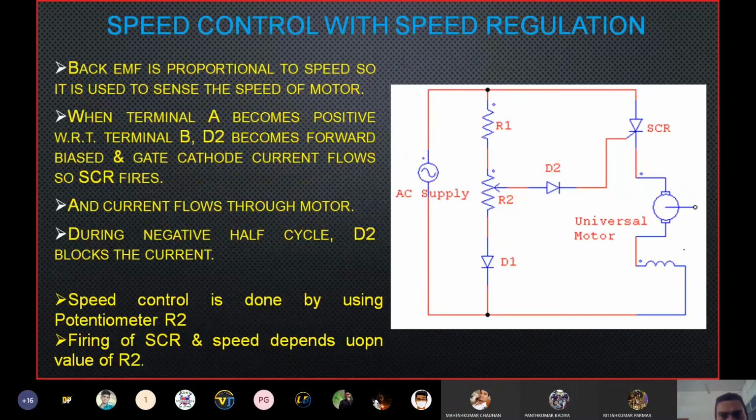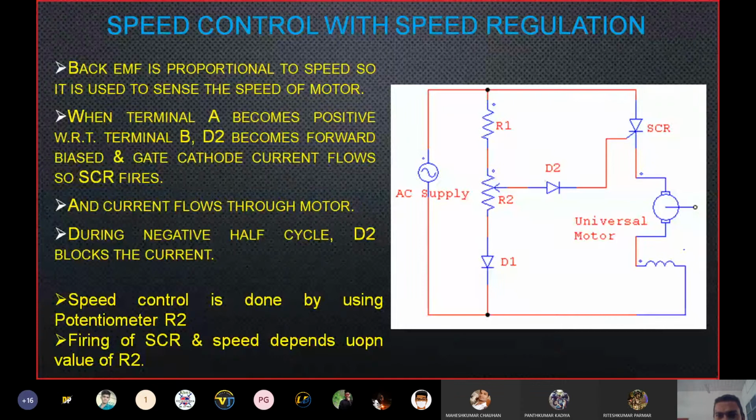Now next is the speed control with speed regulation. Okay, so generally the back EMF is proportional to speed, and proportional to Eb over phi. If we talk about the DC motor, speed N is directly proportional to Eb over phi, and if we ignore phi, then speed is directly proportional to back EMF. Okay, so we have to sense the speed of the motor. Why? Because back EMF and speed are both directly proportional. So if we sense the speed, then we can also sense the back EMF.